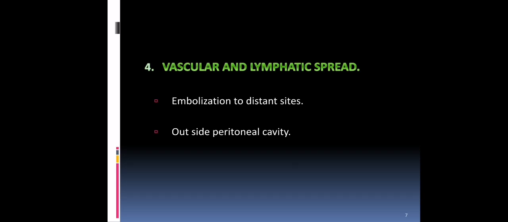Vascular and lymphatic spread causes embolization to distant sites outside the peritoneal cavity. This is the pathophysiology or etiology of the problem in case of distant site presence of endometriotic tissue, as I have discussed, involving the lungs, the caesarean scar, or the bowel.